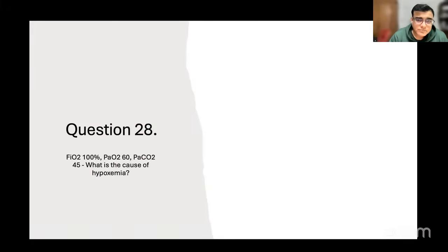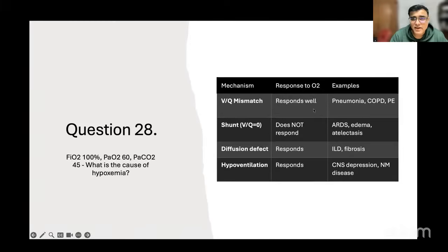Okay. Question 28. FiO2 100%, PaO2 60, PCO2 45. What is the cause of hypoxemia? So PaO2 is 60 with FiO2 100%. So this is basically shunt, right? It is not improving with oxygenation. So shunt does not respond to oxygen.